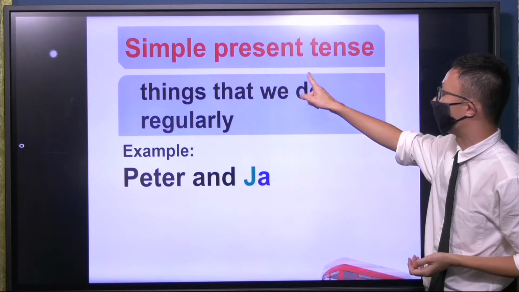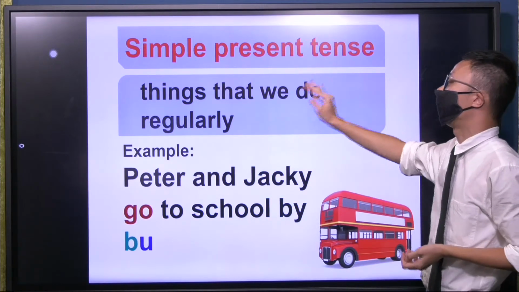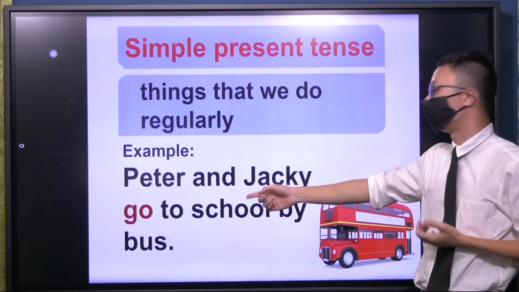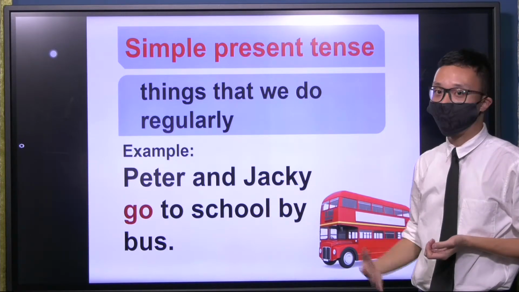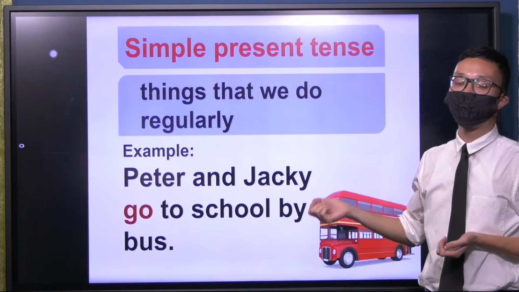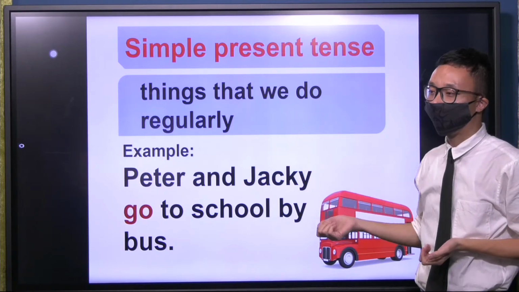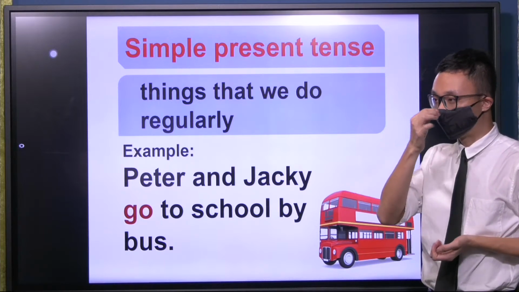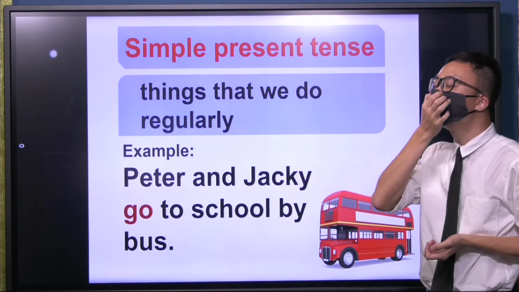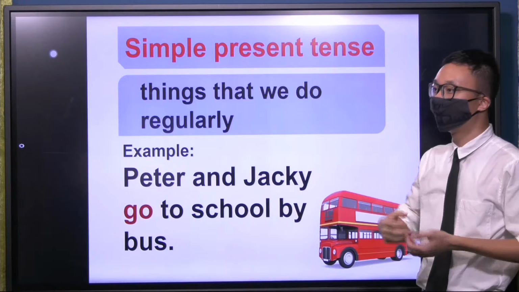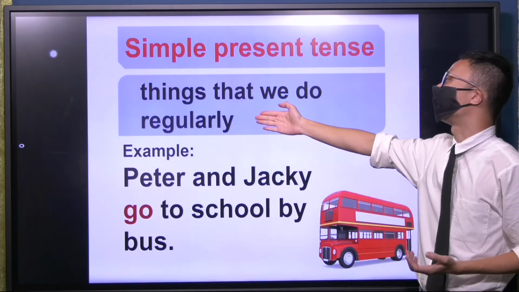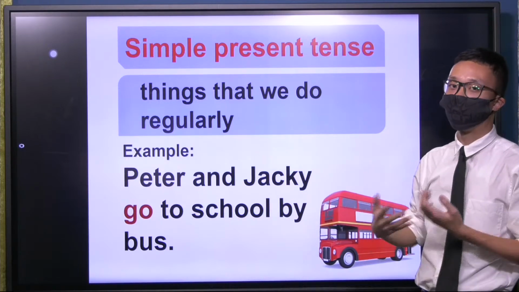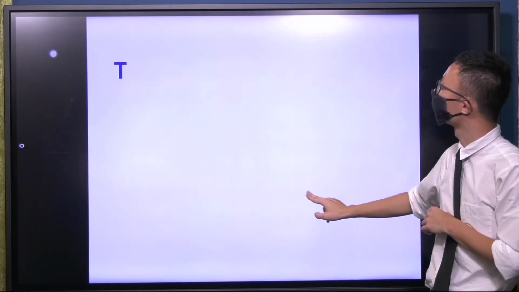And then this one, we talk about things that we do regularly. Peter and Jackie go to school by bus. That happens every school day. That's something regular. Jackie goes to school at 7:45 every Monday. That is a recurring event. There's something like every Monday that we categorize as something we do regularly. That is the time we use the simple present tense.